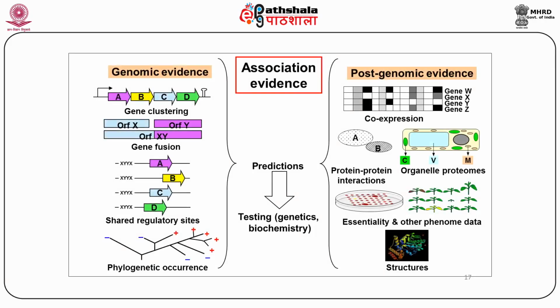Here you can see the association of evidence. The genomic evidence is that genes A, B, C, D are clustered, through gene fusion, and share common regulatory sites, and you can see the phylogenetic divergence. And in the post-genomic evidence, through co-expression studies, protein-protein interaction studies, or organelle proteomics, we can get an idea whether these genes are associated or not.